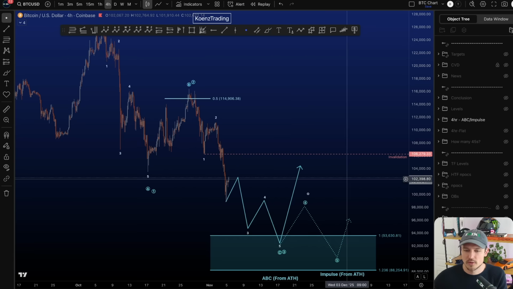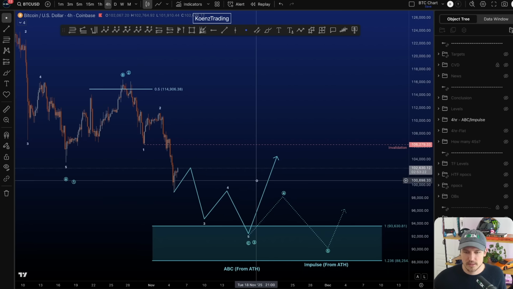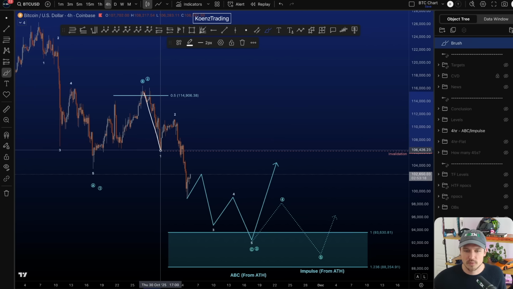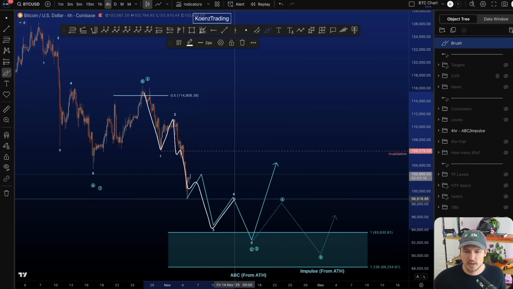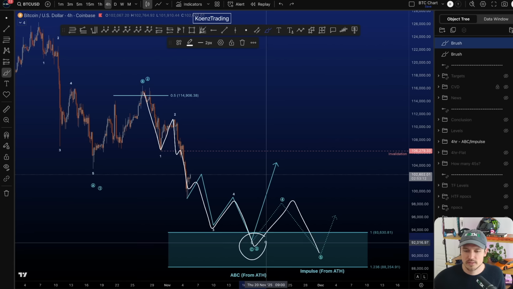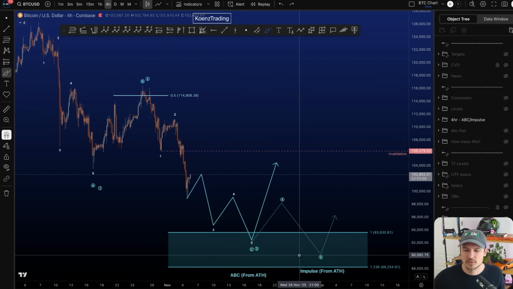So if we then look at that, then this is what we're dealing with. In this scenario, we would then like to see a wave 1, 2, 1, 2, 3, 4, 5, 4, 5, maybe another 4, 5. This would be bearish. This is still bullish potential.